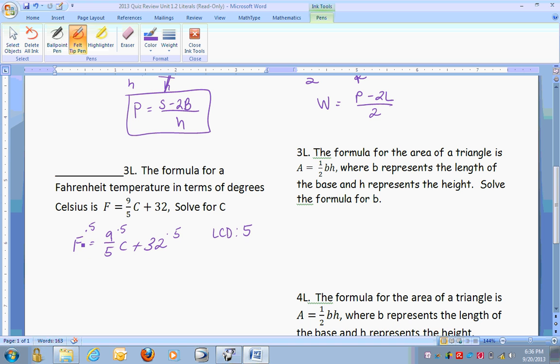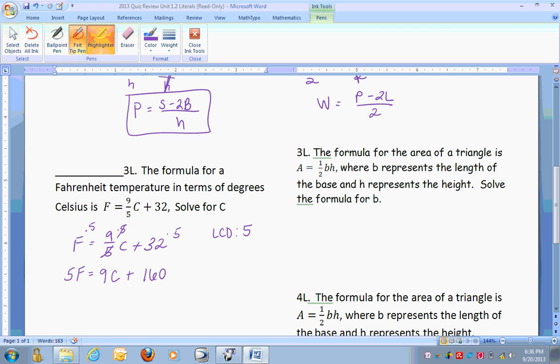Well, there's no denominator underneath the f, so that becomes 5 times f. 5 divided by 5 becomes 1, so 9 times 1 is just 9. Bring down the c. And then 32 times 5 is 160.